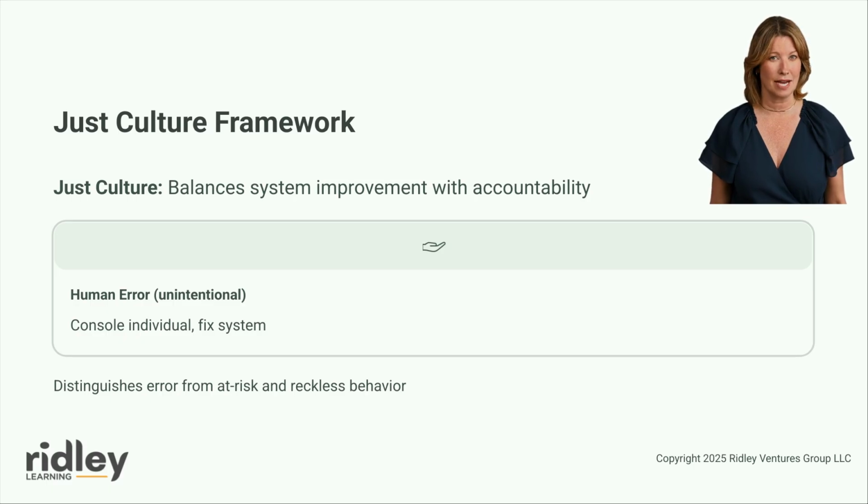The first type of behavior is human error, which is an inadvertent action, slip, lapse, or mistake. For example, a nurse accidentally picks up the wrong syringe. The error is unintentional. The just culture response is to console the individual and look for ways to redesign the system to prevent the error from happening again, such as using different colored syringes or improving labeling.